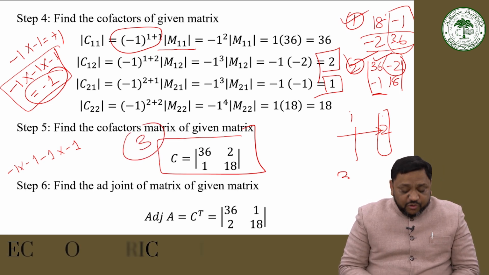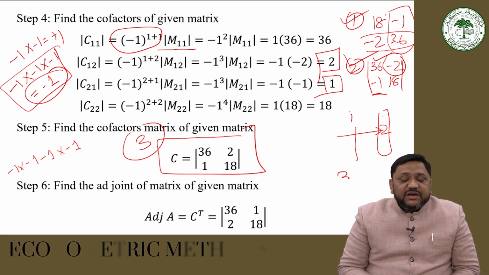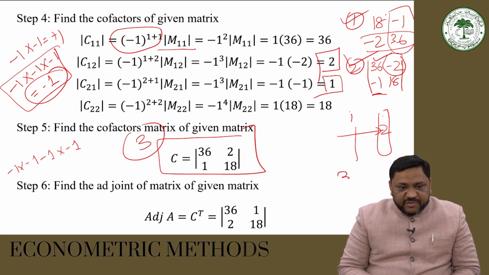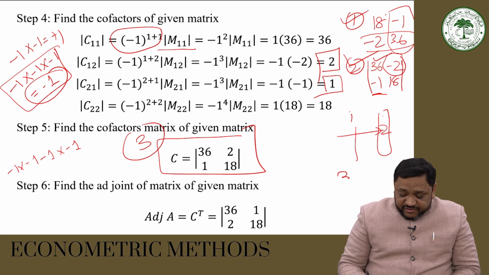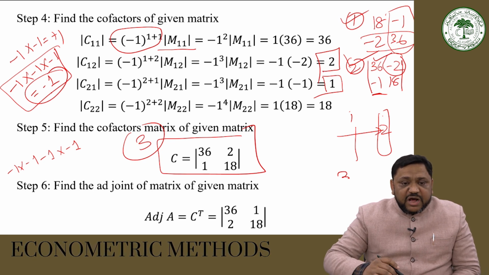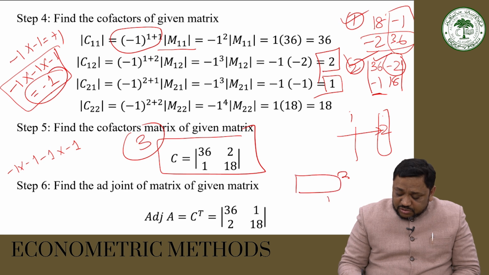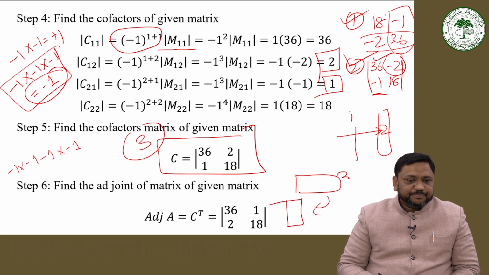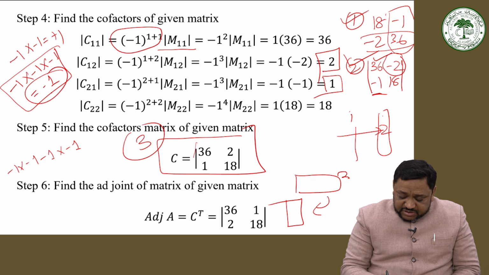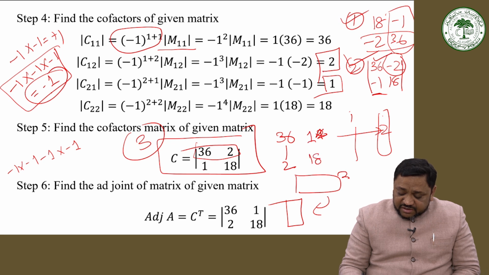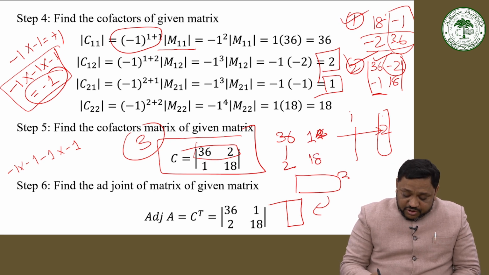Once we are done with the cofactor matrix, now we find the adjoint of the given matrix. The adjoint of the given matrix is, you transpose the rows into columns. This was 36 and 2; I write it as 36, and the 2 which was earlier here, now we will write here. This one goes over here, and this 18 remains in the same position. So from this we get this matrix. This is the fourth step.